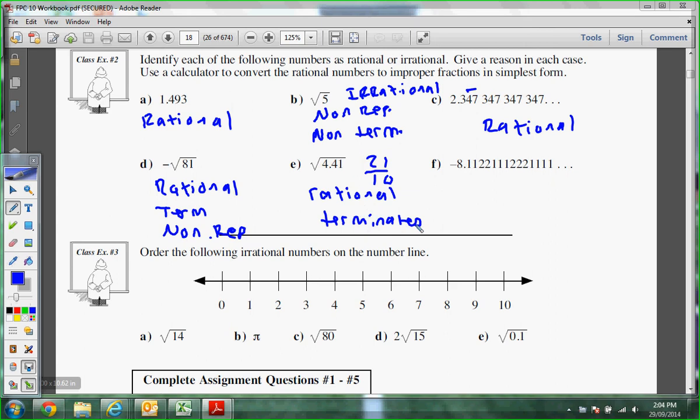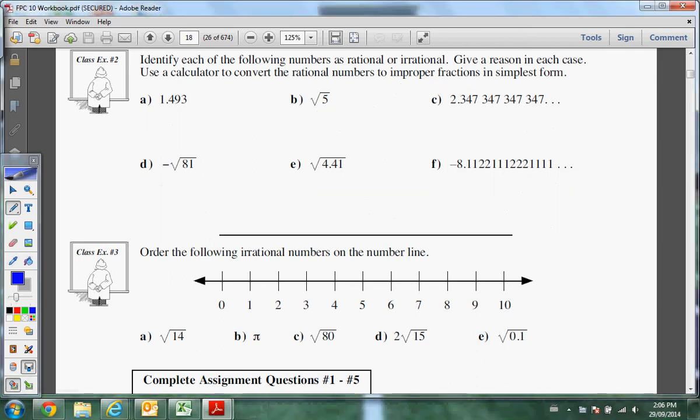Okay, look really closely at F. You may think it's repeating, but it's not. It has a pattern that still doesn't meet the restrictions. So it's non-repeating, non-terminating. The dots mean it's non-terminating, and it's not a consistent pattern. Fair? This one is irrational. Non-terminating, non-repeating.